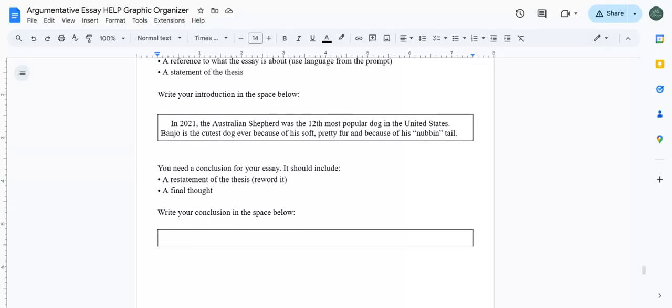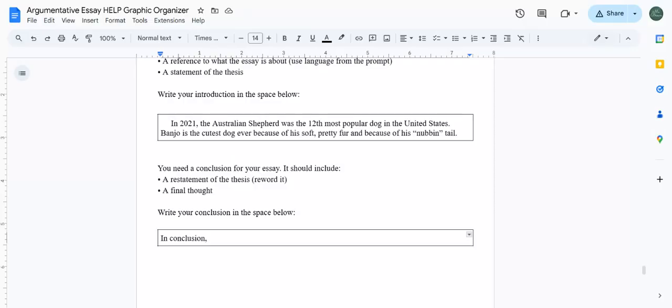You need a conclusion for your essay. It should include a restatement of the thesis and a final thought. Write your conclusion in the space below. All right, let's see. A restatement of the thesis. Banjo is the cutest dog ever. I'm going to start my conclusion with in conclusion. It's best to combine everything together with transition words.